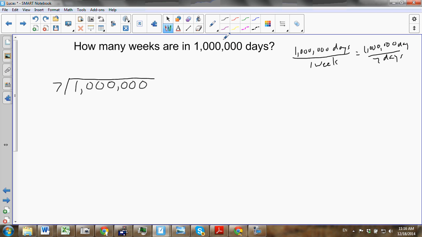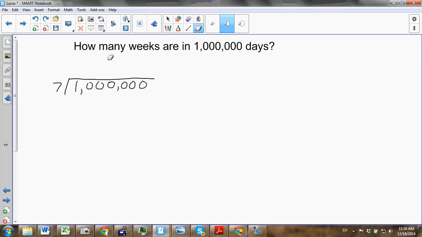Now, so how in the world do you divide 1,000,000 by 7? Well, I'm not going to teach you the traditional method of division, long division, because you don't take into account place value when you do the traditional method. We're asking ourselves, how many sevens are there in 1,000,000?